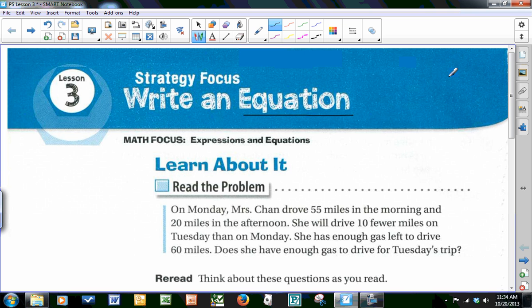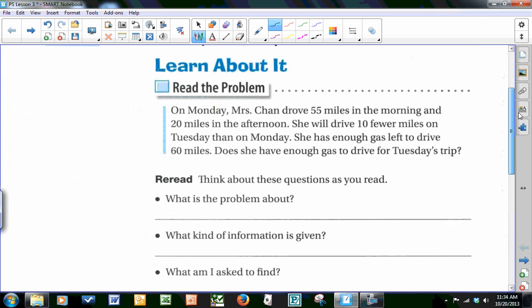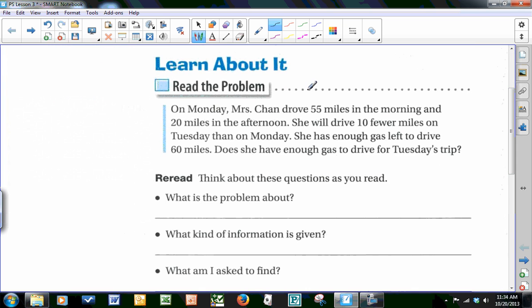So let's get started with our practice problem in this video, and then in the next few days I'll give you some more problems to solve using this strategy, writing an equation. Let me choose my highlighter, and let's begin by reading the problem. That's the first step, and we're going to do real reading. So we are going to have to pause after every sentence and think about the information that the problem is telling us.